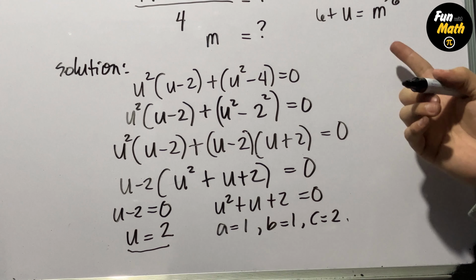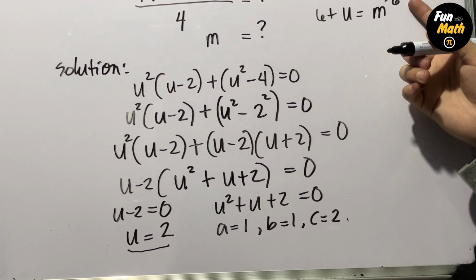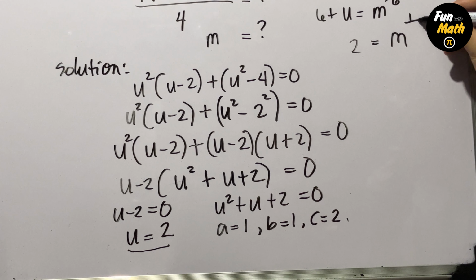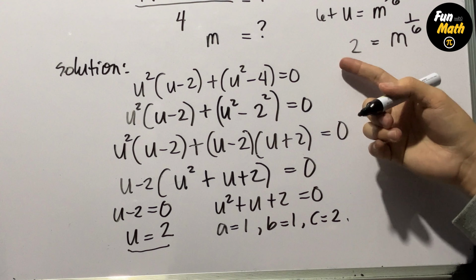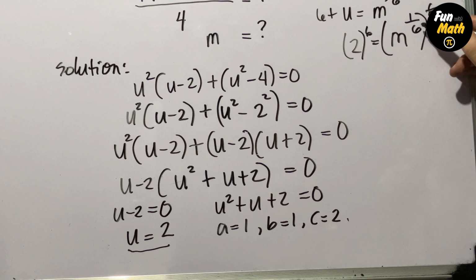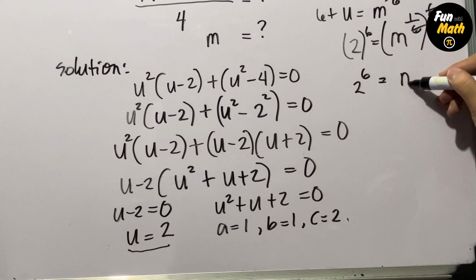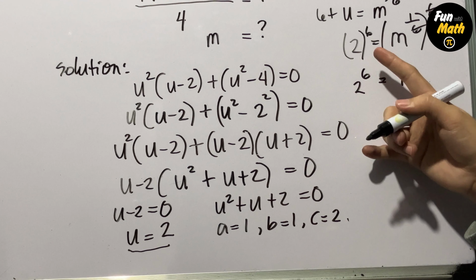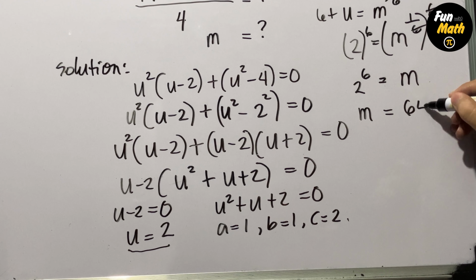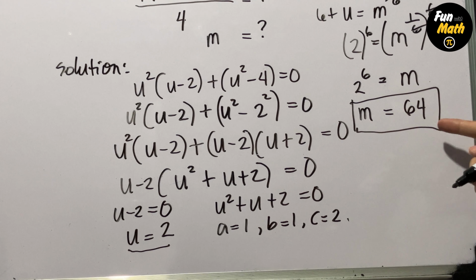Now remember, earlier, we let u be equal to m to the power of 1 over 6. So now we can replace it by 2. So that is 2 is equal to m to the power of 1 over 6. Now for this, we're going to raise both sides to the power of 6 so we can cancel. So we're left with 2 to the power of 6 is equal to m. And then 2 to the power of 6 is just equal to 64. So this is now m is equal to 64. And this is our final answer: m is equal to 64.